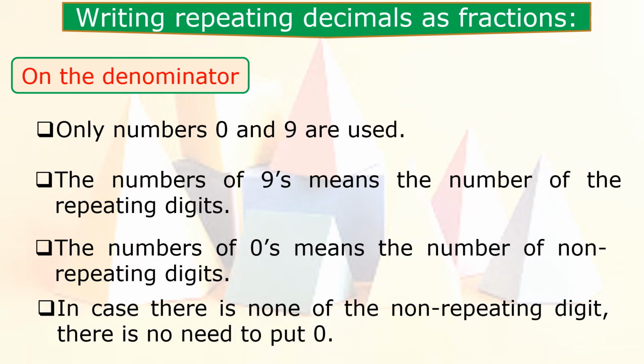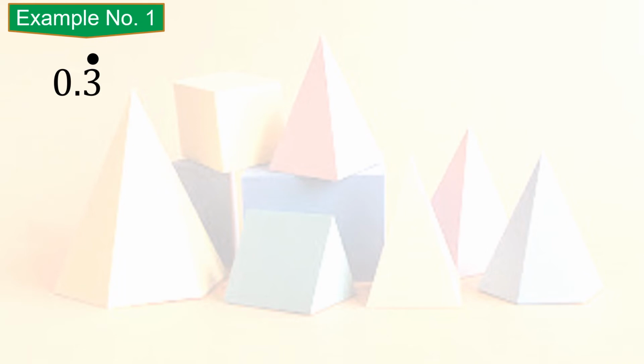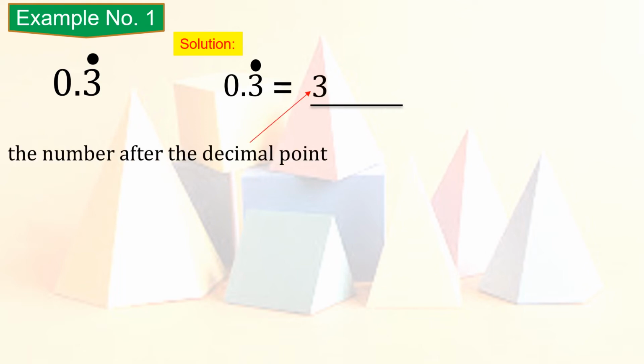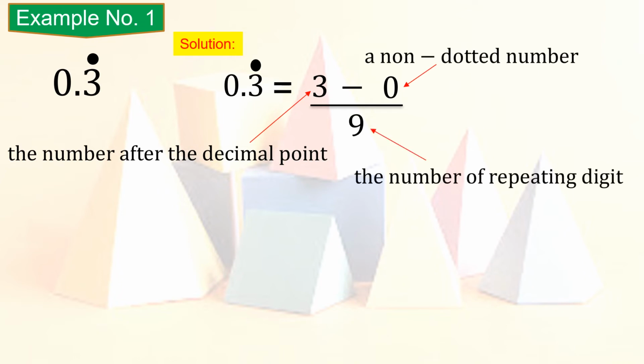So let us have this one. Let us rewrite 0.3333, meaning 3 is repeated continuously, as a fraction. The first thing we need to do here is to copy the digits after the decimal point. So we only have 3, minus the non-dotted number. We don't have any, so minus 0, over, we only have 1 repeating digit, which is 3, so we have only one 9.